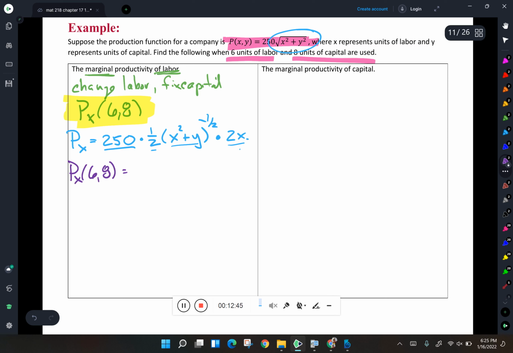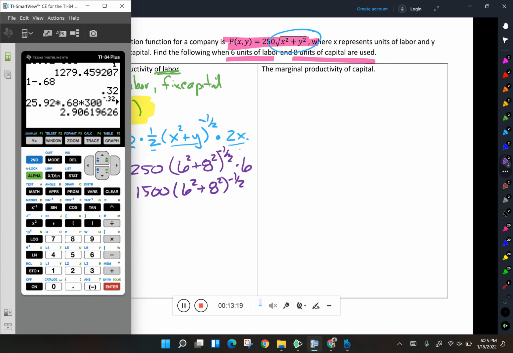Let's see, that's going to be 250 times 6 squared plus 8 squared to the negative 1/2 times 6. Now if you're wondering where the 1/2 and the 2 went, they multiplied together and became a 1. 6 times 250, well, 6 quarters is $1.50, so it's 1500 times 6 squared plus 8 squared to the negative 1/2.